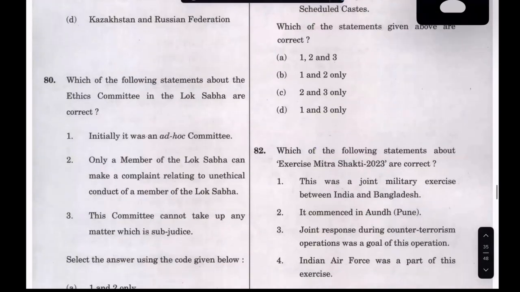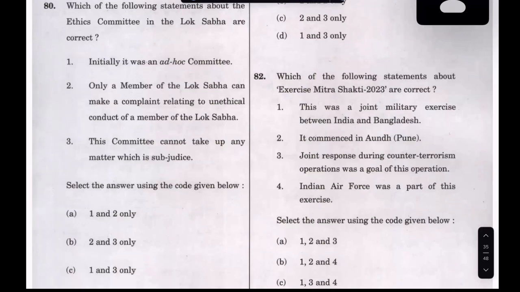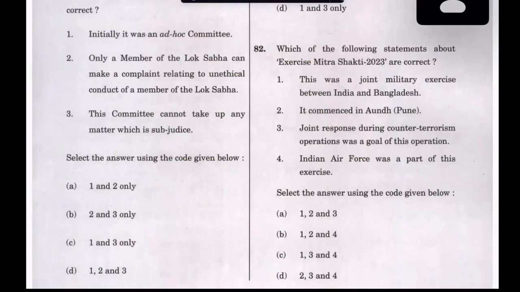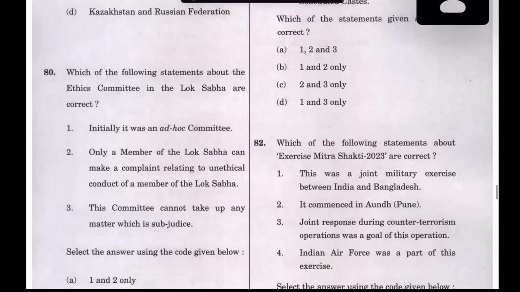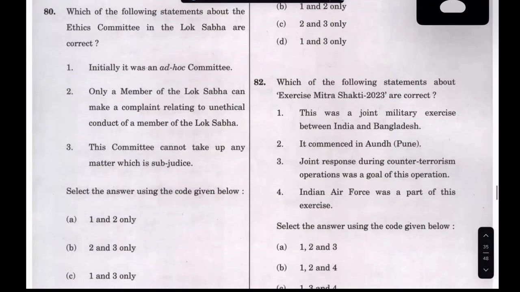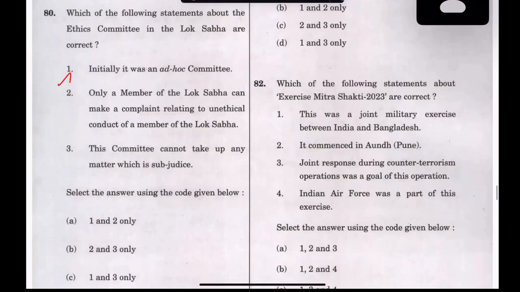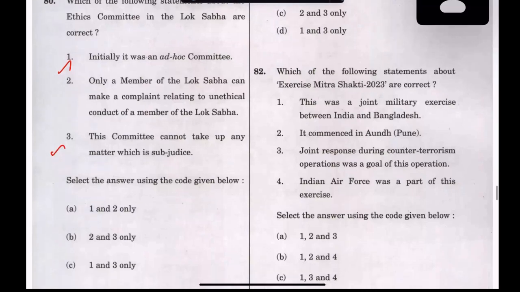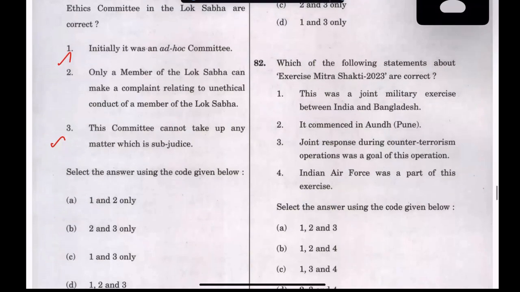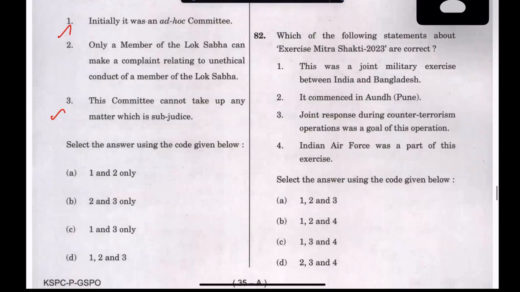This was because of the Mahua Moitra incident which happened, and she was removed from the parliament. This was before the present parliament. So initially, it was an ad hoc committee. This committee cannot take up any matter which is sub judice. And I'll tell you this.